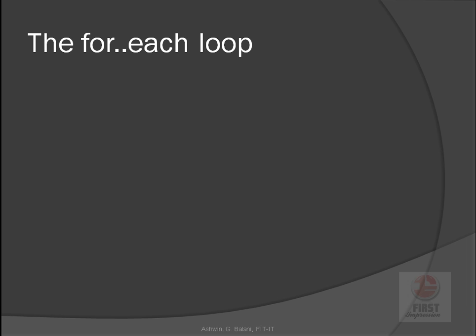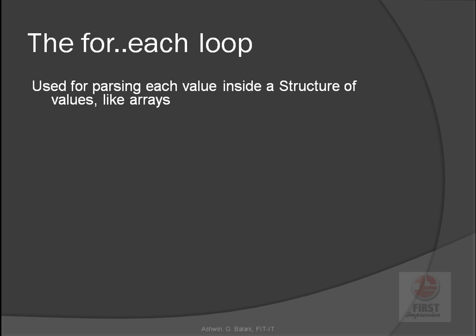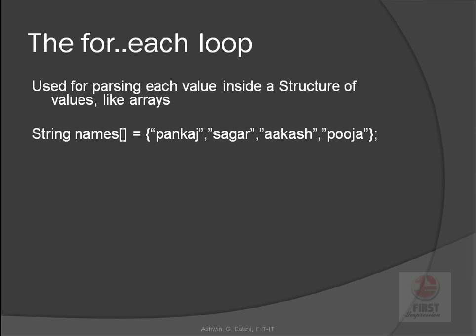Now with Java you have something called the for each loop. The for each loop was introduced to go through arrays in a much more systematic manner. For example, if we have an array of names having 4 names, say Pankaj, Sagar, Akash and Pooja, and we want to go through each of these names with a for each loop, we say for, in brackets, String name in names. You read it like this: for each String name in names.